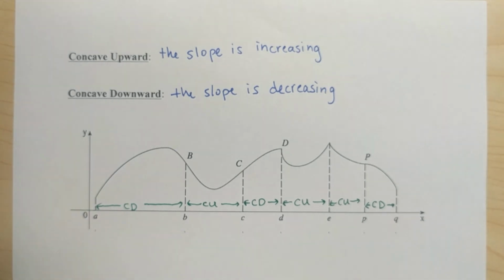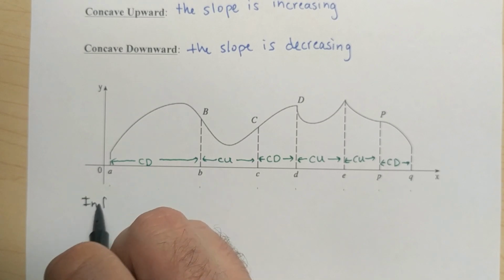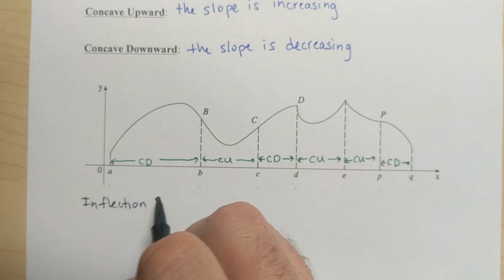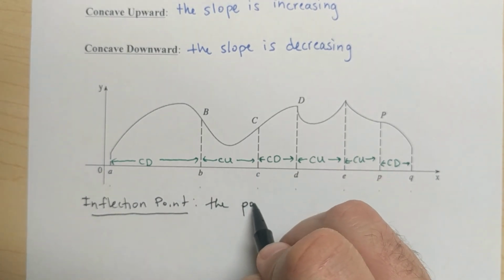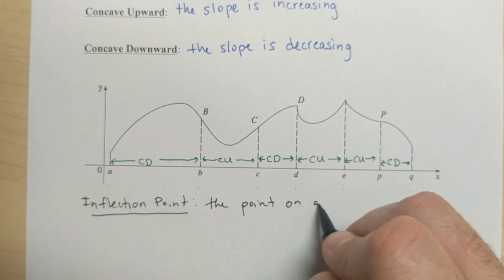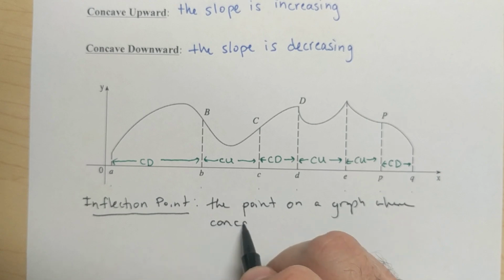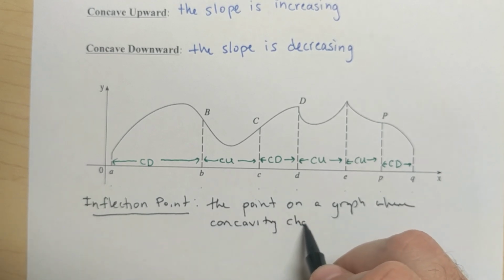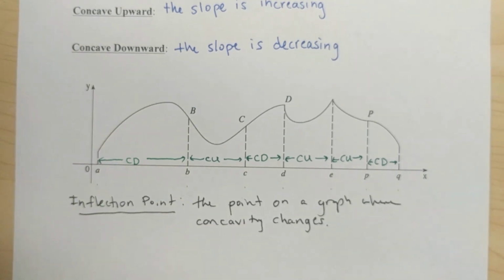Excellent. So there's one more definition we need to talk about here when it comes to concavity. There's something called an inflection point. An inflection point is the point on a graph where concavity changes. So either from concave upward to downward or downward to upward. Doesn't matter which direction it's changing in. It's just called an inflection point.